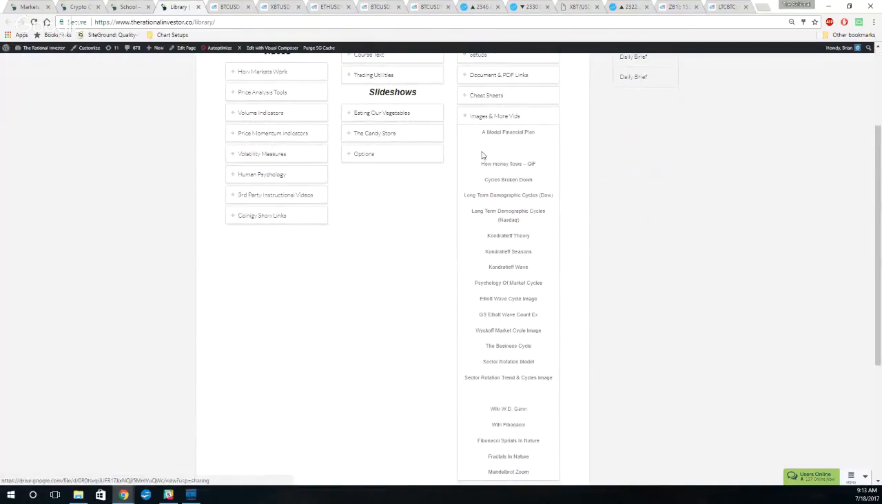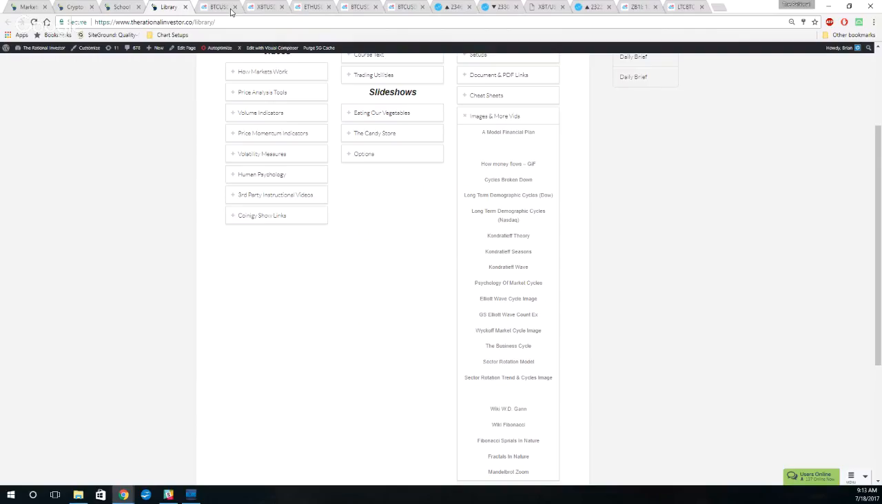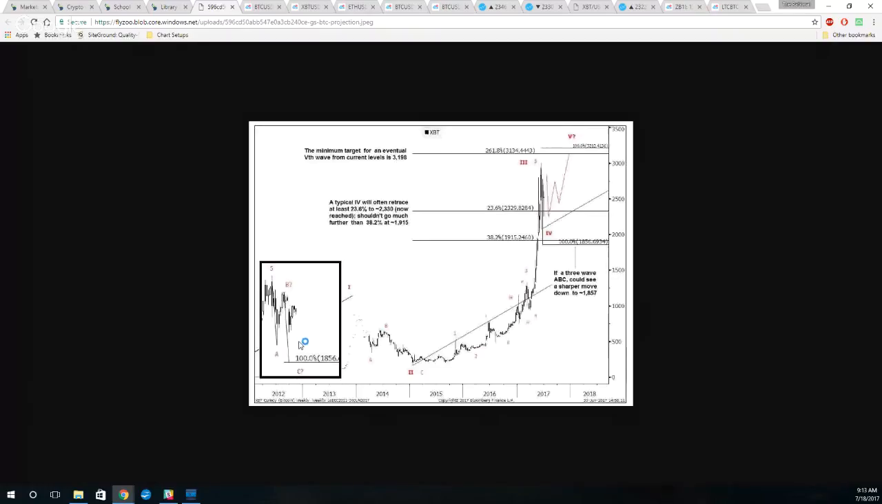So I threw in the Elliott wave. It's under images and more videos. The Elliott wave cycle, and that's what it looks like, in all its grandeur. If you want a reference point, it's a good little tool to have handy. But I also, just for kicks, threw in this Goldman Sachs write-up. So it's also in there too. There's that 38.2 that we talked about. But notice too what her prognostication is.